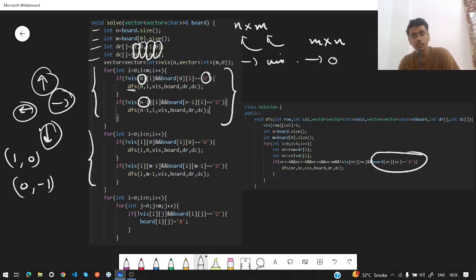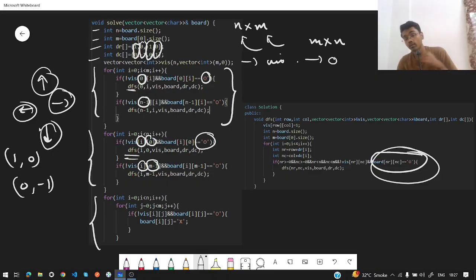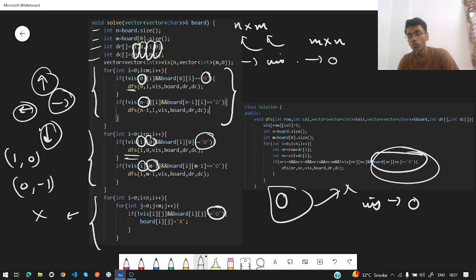Then we are checking for the first column and the last column. So i comma 0 is for the first column, i comma m minus 1 is for the last column. Again the same, if we find any 0, we do a DFS to find other connected zeros. And in the end, this is for the conversion part. All the zeros which are not on the boundary and not connected to a boundary 0, we need to replace with x. So we are finding if there is any 0 which is 0 in the board as well as 0 in the visited matrix. That means this particular 0 is ready to be converted to x. So we are finding those zeros.